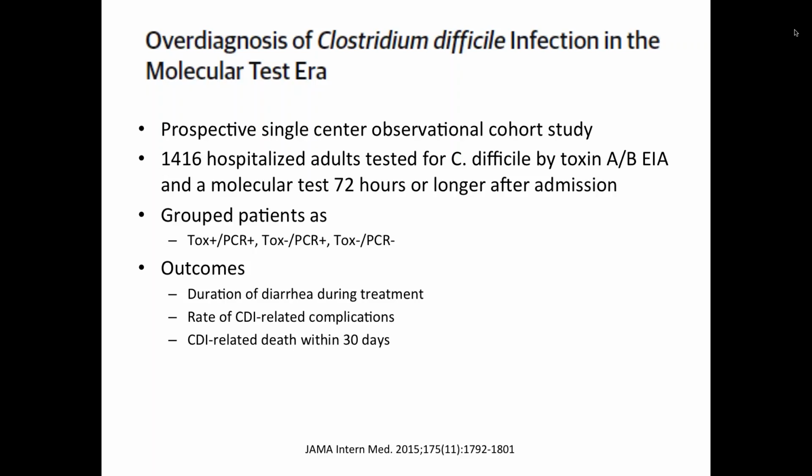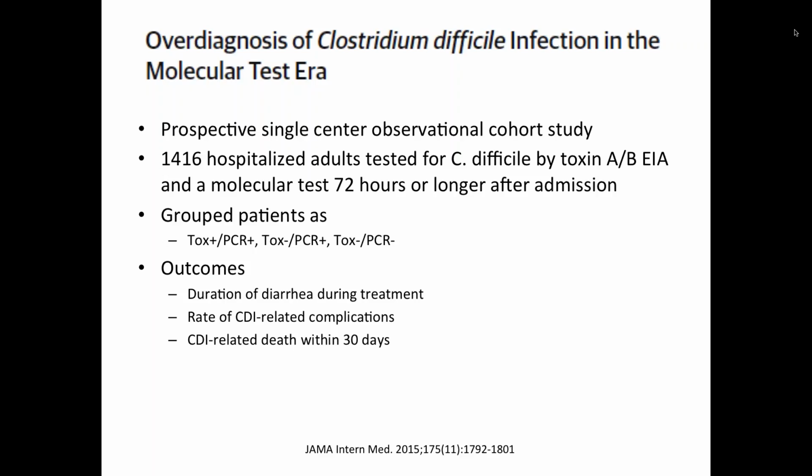study. They ended up having 1,416 hospitalized patients enrolled in their study. What they did is combine both toxin testing and PCR testing on everybody that was getting a test for C. diff that was in the hospital for at least 72 hours. Then they went back and grouped those patients into 3 groups: a group that was toxin positive, PCR positive, a group that was toxin negative, PCR positive, and a third group that was toxin negative, PCR negative, so completely negative.